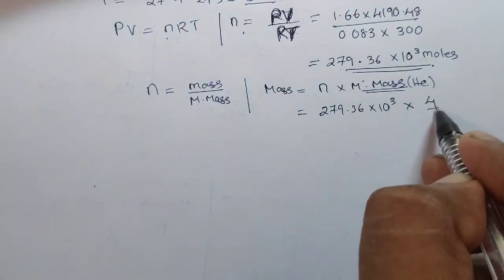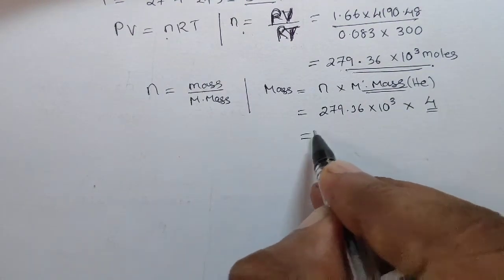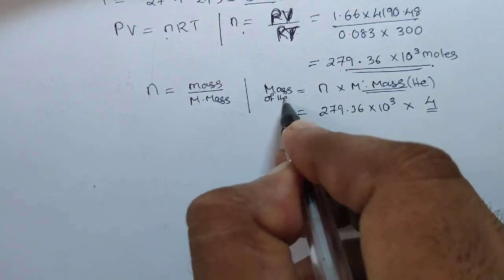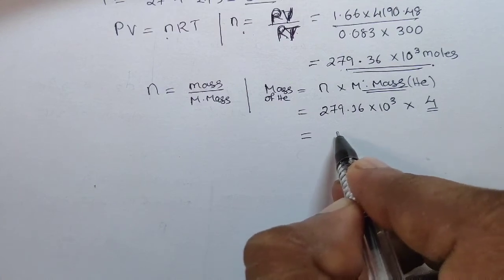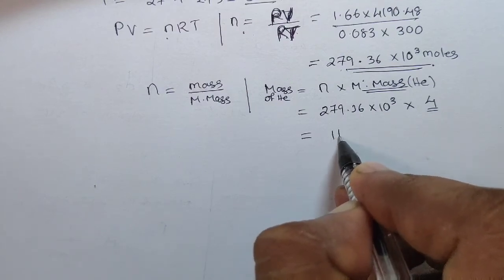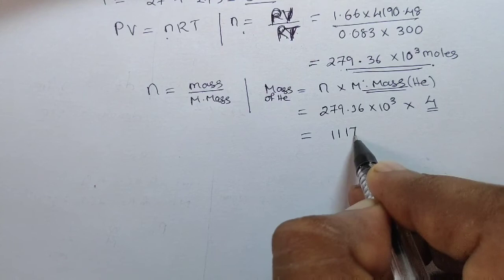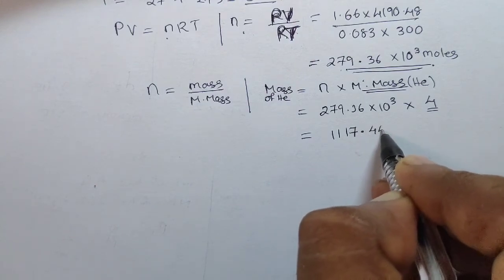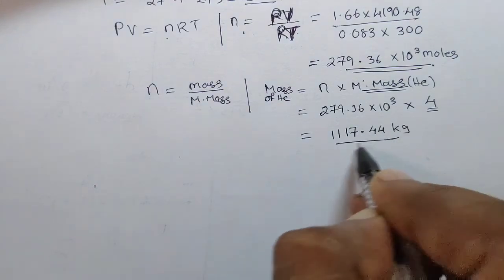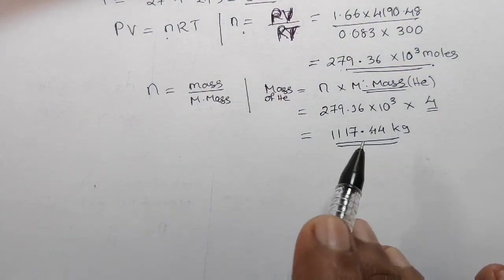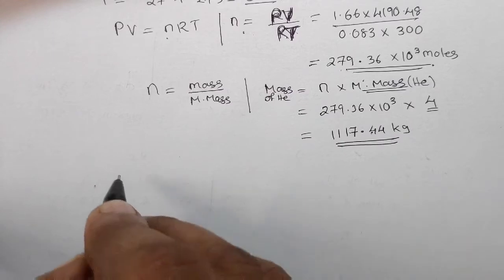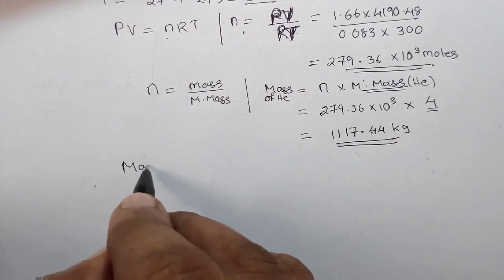So the molar mass of helium is this. Now if you calculate, you will get the mass of helium. You simply calculate it, it will be 1117.44 kilogram. Understood? So we got this mass. Now when we talk about the next part, that is the mass of the filled balloon.